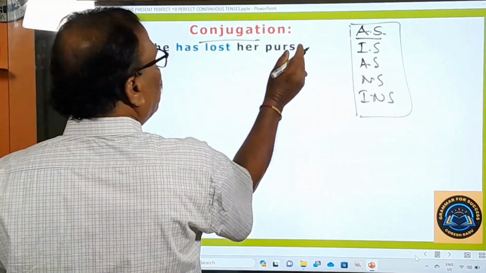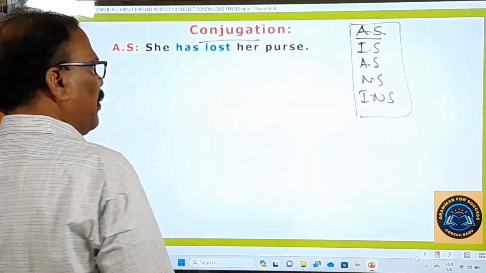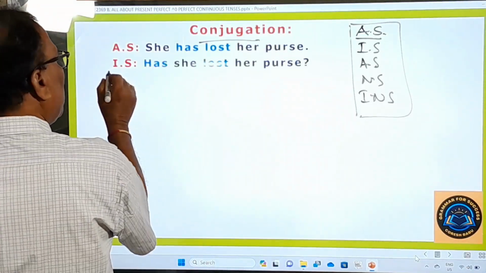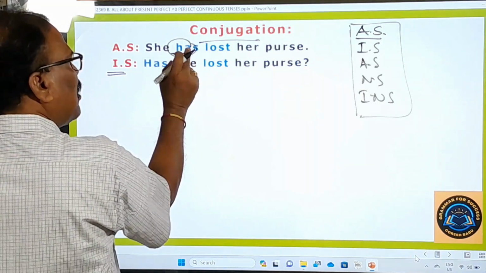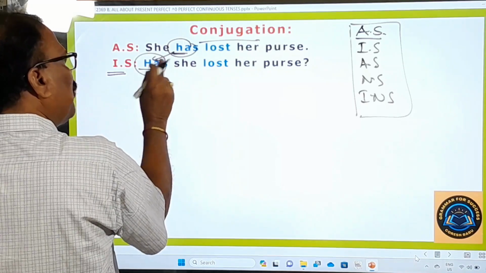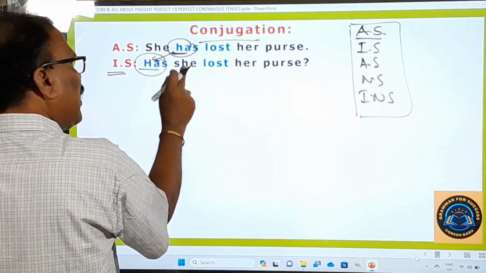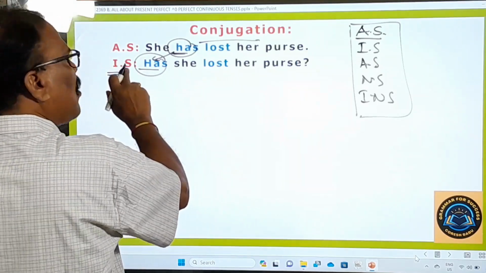She has lost her purse. ఆమె తన పర్సును పోగొట్టుకొని ఉన్నది. That is the Telugu meaning of this. And now change it into interrogative sentence. You have to take the helping verb from the assertive sentence and bring it to the front position. And after putting it at the beginning of the sentence, rewrite the remaining sentence. And then it becomes an interrogative sentence or a question.